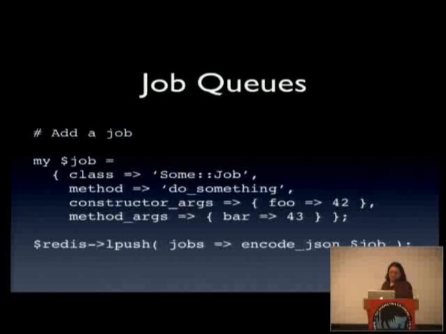Here's an example of how we might add a job to the queue. All we do is create a simple Perl hashref here. We include the class name of the job class, the method that we want to call on that class, and we'll have two hashes containing arguments for the constructor and arguments for the methods. None of this is strictly necessary. This is just the way my system is designed. And then we'll use our Redis object to push that on. And we use encode_json from JSON::XS to turn that structure into a JSON string.